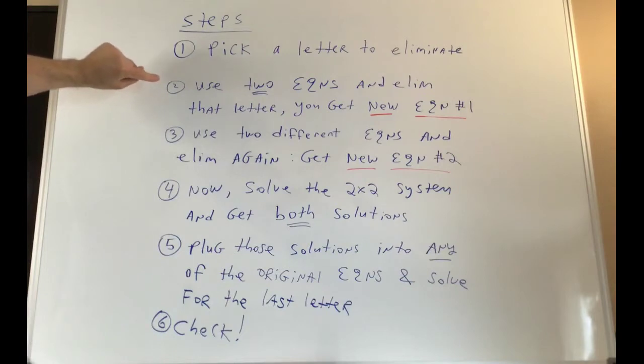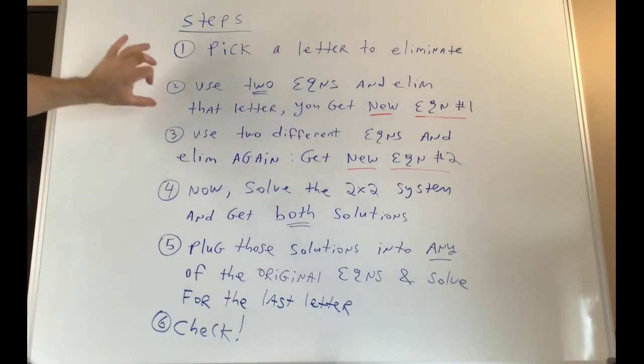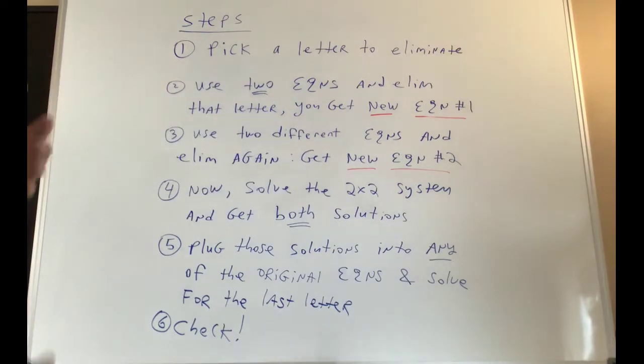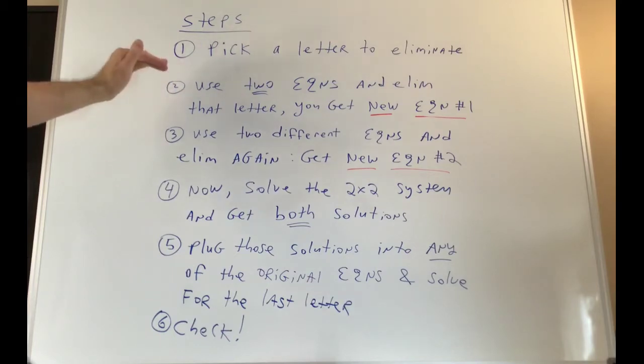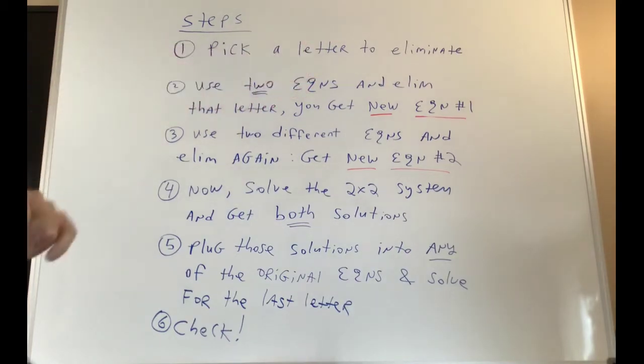Now, you're going to pick 2 of the 3 equations. Let's say you pick the top one and the middle one. You eliminate that letter. Let's say I was going to eliminate Z. I would use the top one and the middle one and eliminate Z. That's going to give me an equation with an X and a Y. I call that new equation number 1.